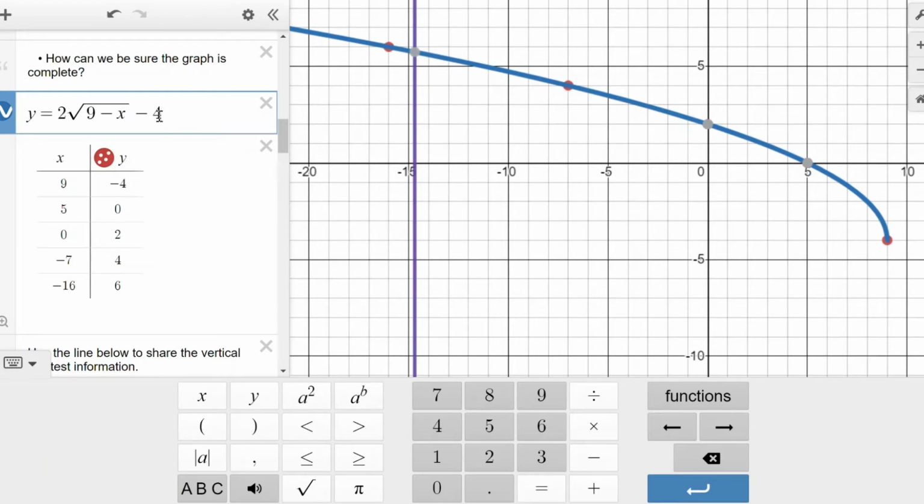But this is also, if you're talking about domain values, well, our highest x value would be at 9. And then it goes all the way to the negative infinity. So from negative infinity to 9, we have x values. For y values, we start at a negative 4, and we go all the way up to positive infinity. So there are some domain and range restrictions on this particular problem, and you will find those on all of these. So let's move to the second problem.